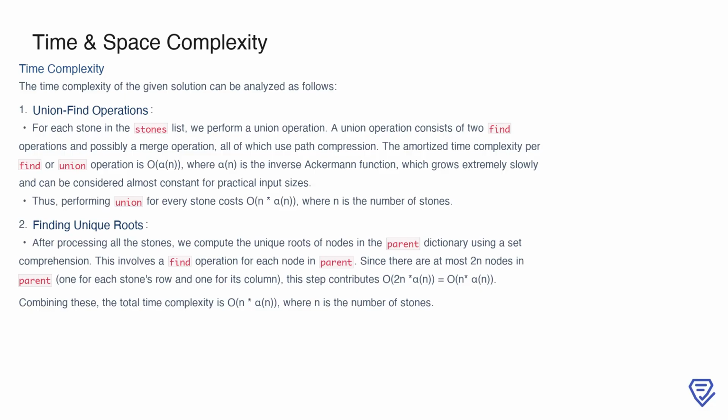Additionally, once all the stones have been processed, we determine the number of unique roots by performing a find operation on each node stored in the parent dictionary. With at most 2n nodes in the parent dictionary, 1 for each stone's row and 1 for its column, this step adds another O(n * alpha(n)) to the complexity. Combining these, the overall time complexity of the algorithm is O(n * alpha(n)), which is very efficient.